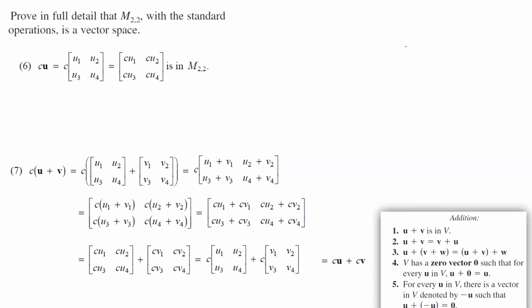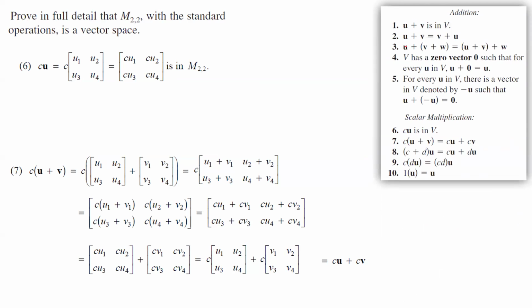For scalar multiplication, you have C times U. So C times U is the scalar multiplication of C by this 2 by 2 matrix, which is basically taking C and multiplying every single entry by C. Is this a 2 by 2 matrix? Of course it's a 2 by 2 matrix. This belongs to this set. So axiom 6 is also met.